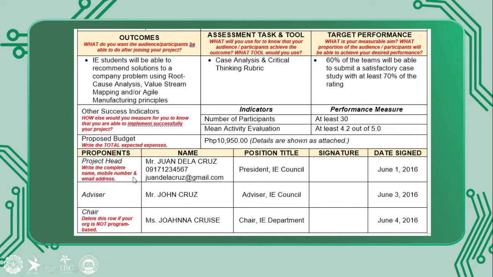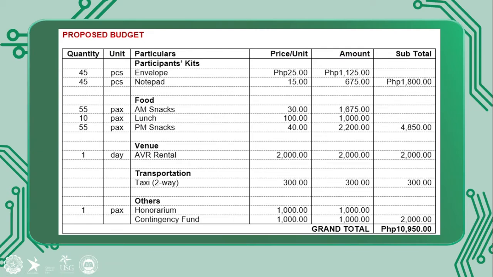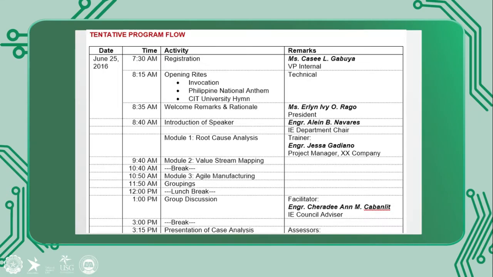And then you put the proposed budget. So at one glance, they will see how much your project would cost. For example, here, 10,950, but attach as well the detailed budget proposal. So just in the intro first page, you mention the project budget. And then you identify roles: who's the project head, the advisor, and the last one who will approve your project or program. So this is an example of a proposed budget attached, as well as your tentative program flow.